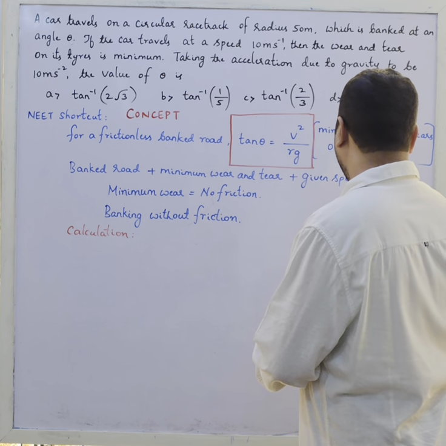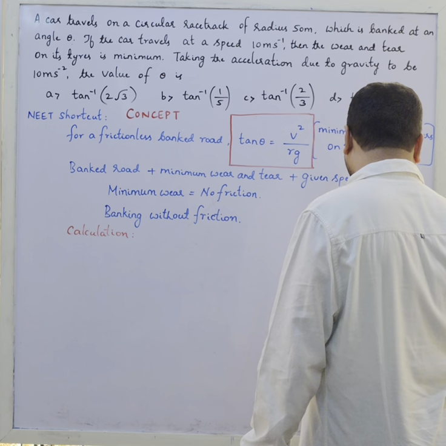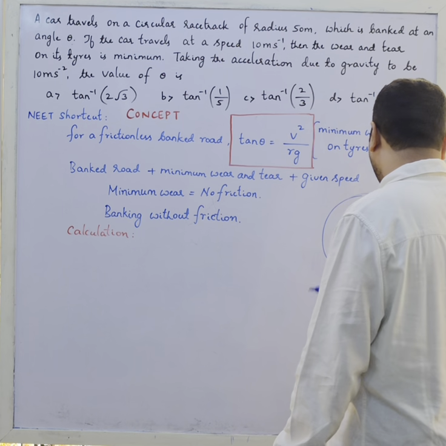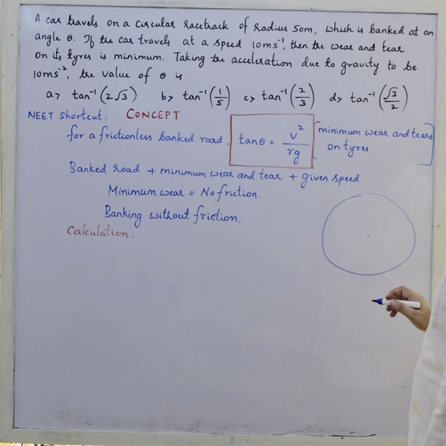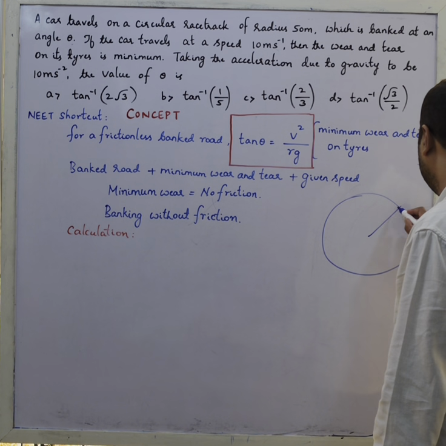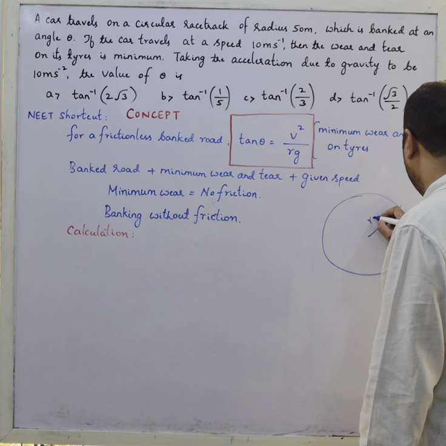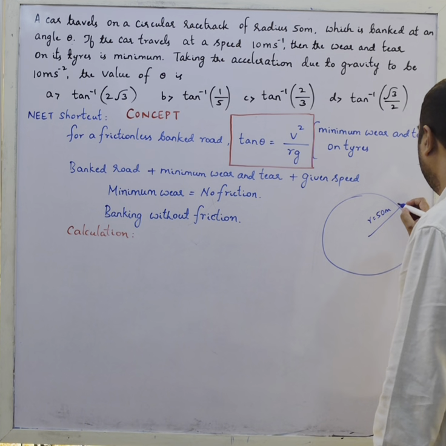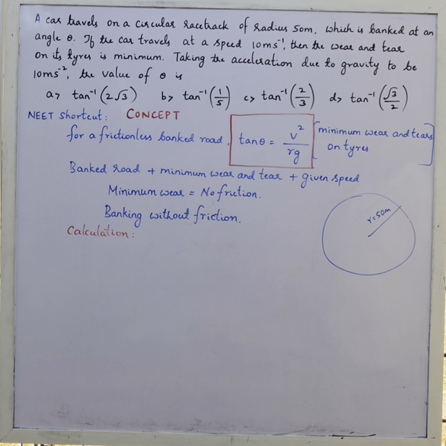So this is basically a concept of circular motion where the car is traveling on a circular racetrack of radius 50 meter. For example, imagine this is a racetrack, circular motion. Okay, and the radius is 50 meter, which is banked at an angle theta.